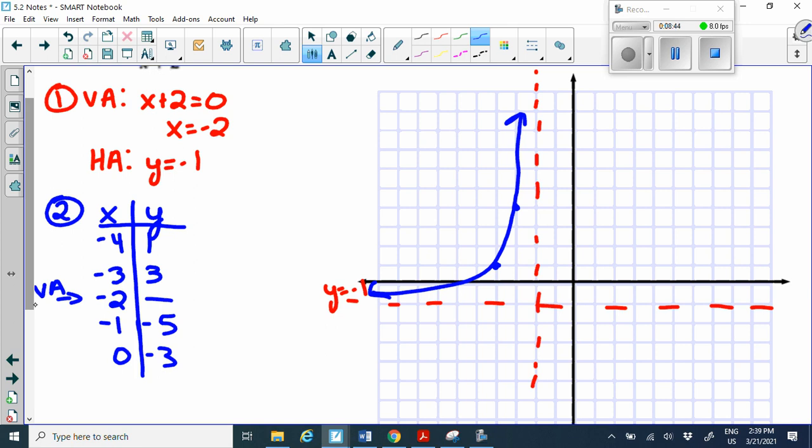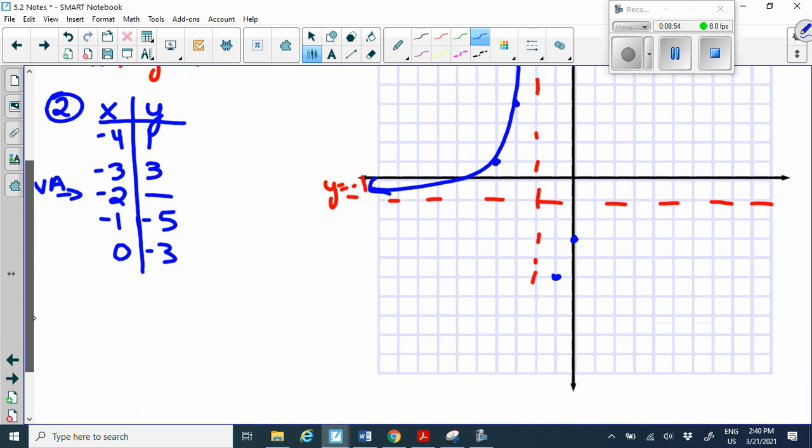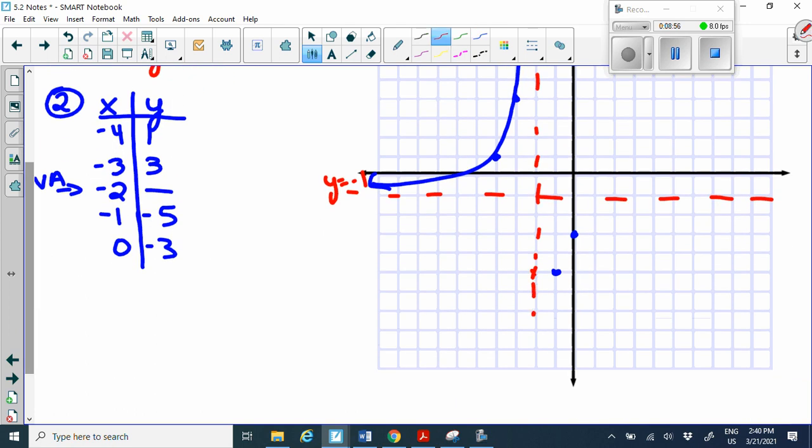So negative 1, we go down 1, 2, 3, 4, 5. And then 0, 1, 2, 3. And then that's going to go, and I'm going to go ahead and expand my vertical. There we go. So then I know where to go here. There you go. Okay.